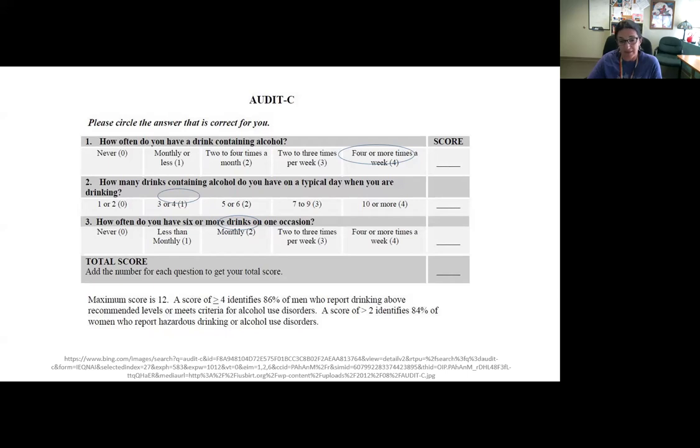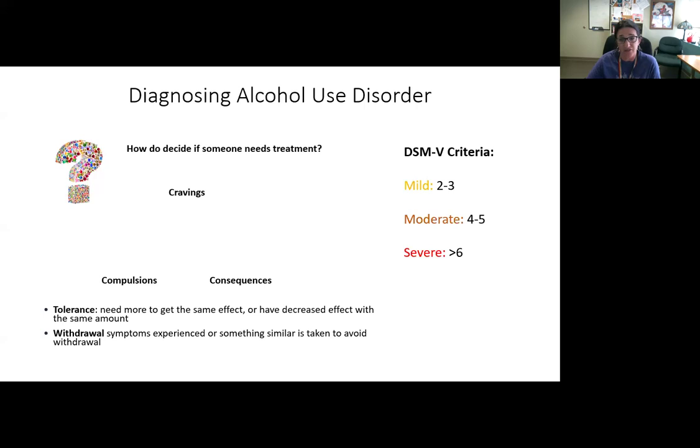And so if they screen positive here, you would then proceed to assessing for alcohol use disorder. So how do we diagnose that? As with many other substances, we use our DSM-5 criteria.